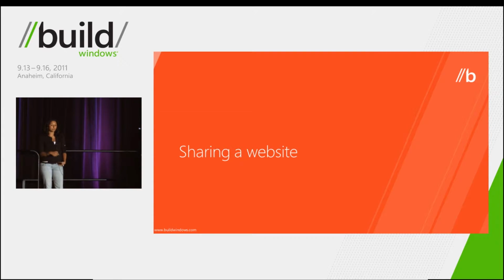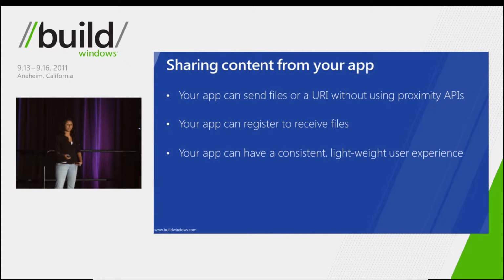A couple minutes ago, I talked to you about sharing a website and showed you how to do that by invoking the device's charm and then choosing someone nearby. There are a couple different things to note about that. The first is you can share content across different devices without even using our proximity APIs. There's this notion of a share contract that's used with the share charm. If you leverage that contract, you'll get the NFC sharing functionality for free.